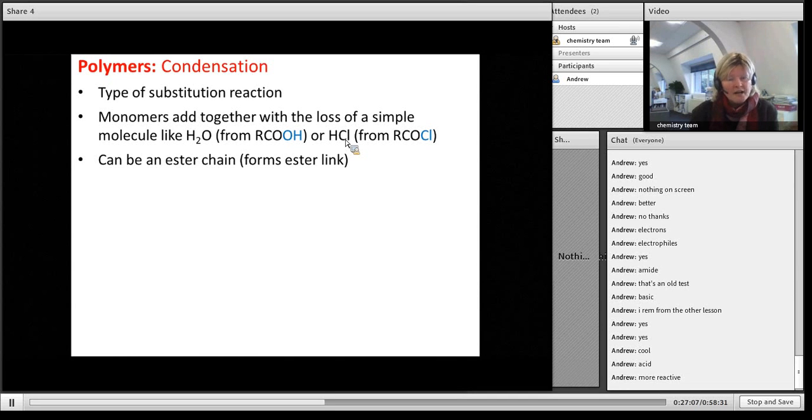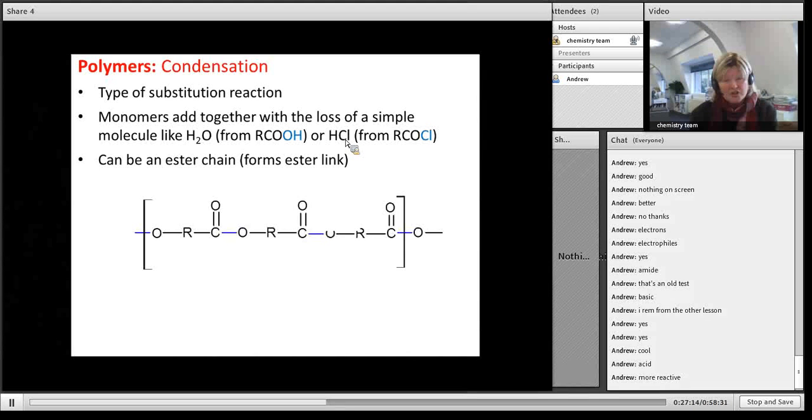Now we can either form an ester chain, so COOC, or we can form an amide chain. So let's look at the ester chain. Can you see what we're forming here is that COO and then C. So can you see I'm repeating this unit, RC double bond OO, RC double bond OO, RC double bond OO. So that is our repeating unit, and we're forming an ester link. There, I've shown it. Or it could be an amide.